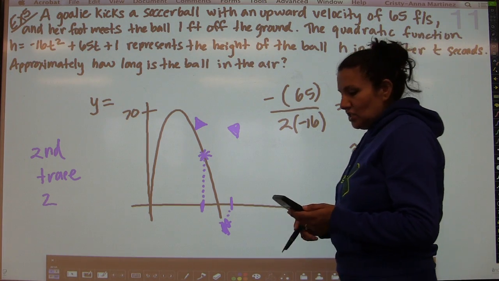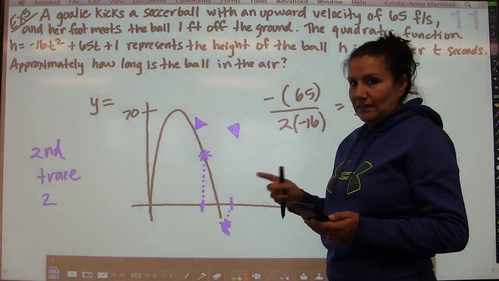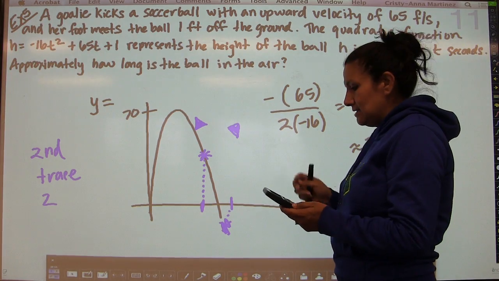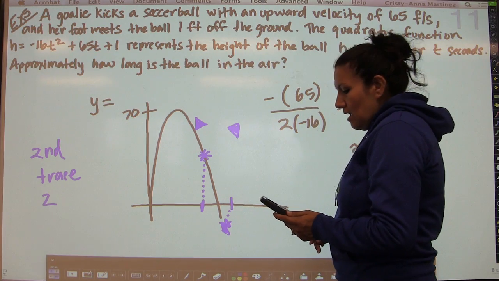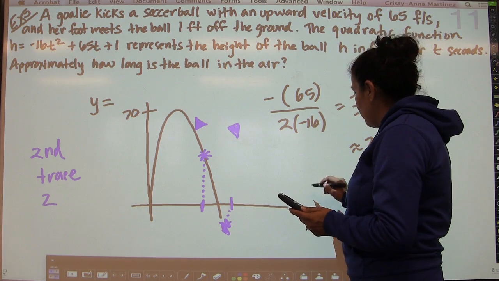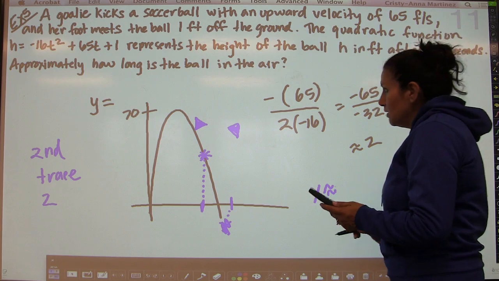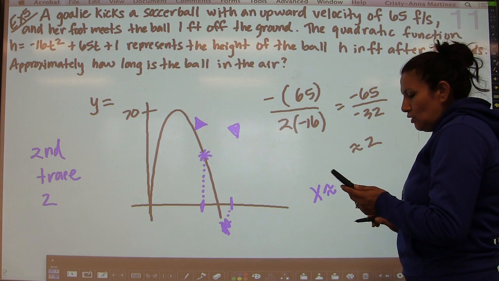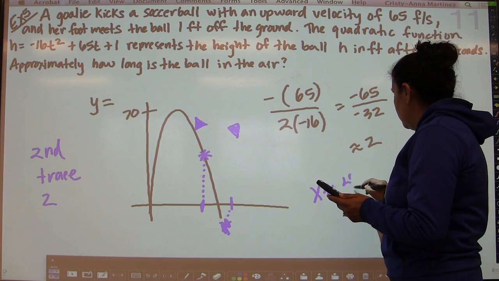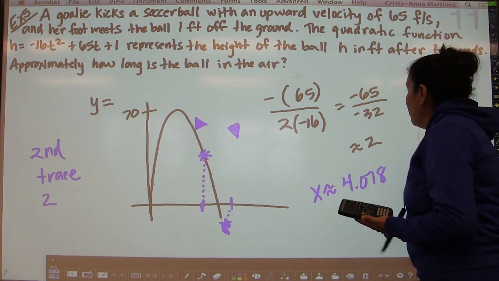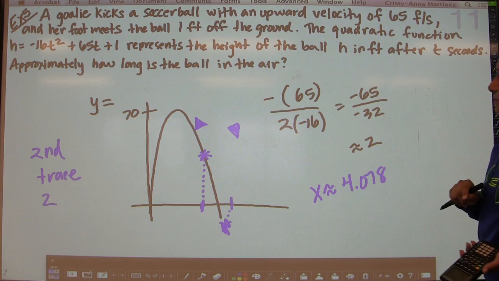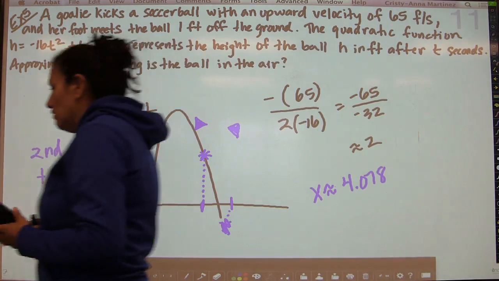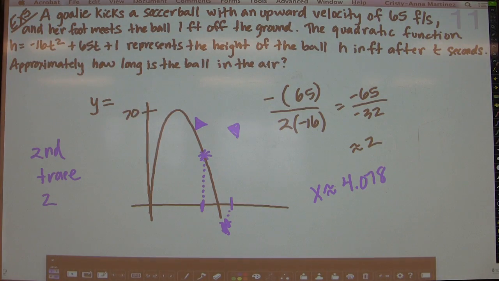And then the last question is guess. At that point, you're telling the calculator that it's okay for it to guess what the answer is. So you hit enter one last time, and it says that the x value is approximately 4.078. All right, and that's in seconds, okay? So when it says how long is the ball in the air, approximately 4 seconds it has spent in the air.